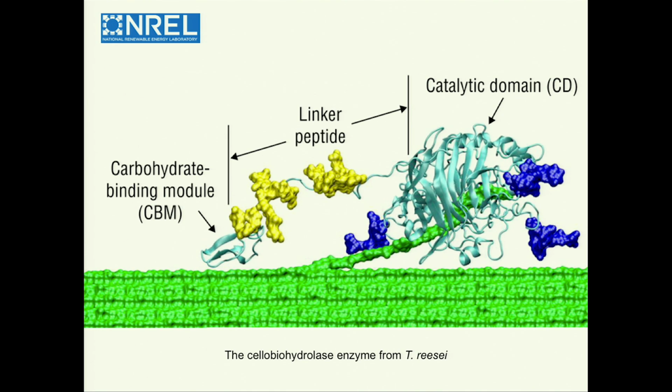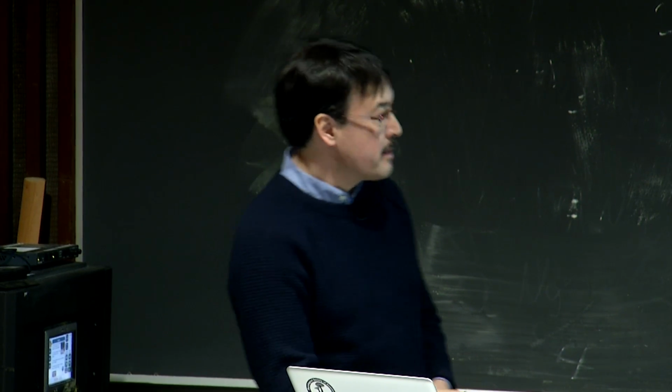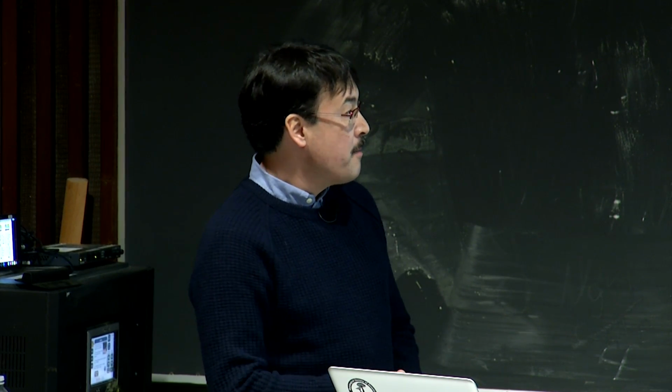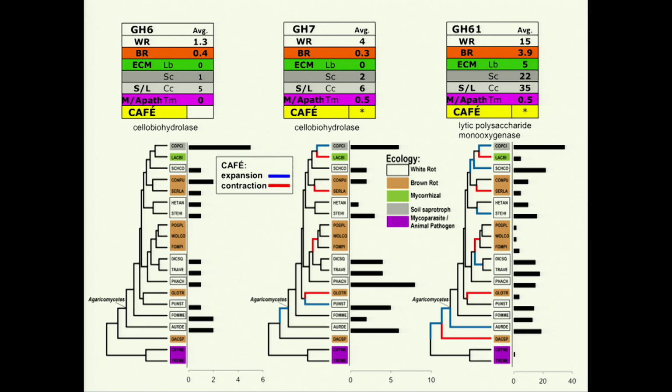This is the Trichoderma cellobiohydrolase, the industrially important enzyme. So when we look at GH6, GH7, and then the LPMOs, we see a pattern that's really similar to the class 2 peroxidases, expanded in white rot, contracted in brown rot.